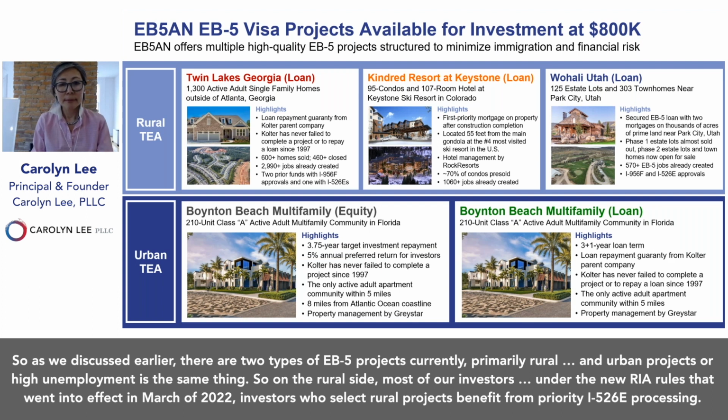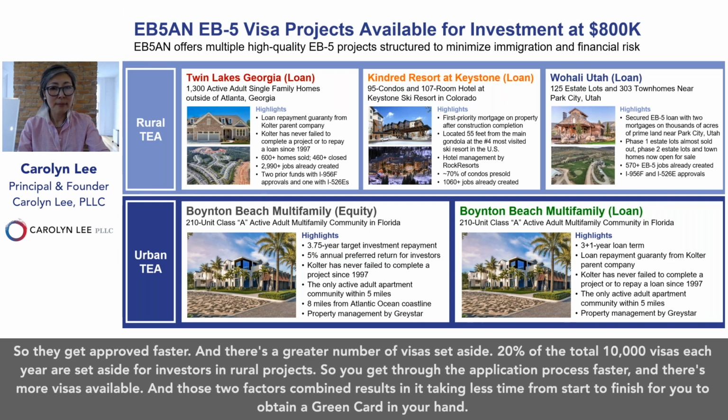So on the rural side, most of our investors under the new RIA rules that went into effect in March of 2022, investors who select rural projects benefit from priority I-526 processing, so they get approved faster. And there's a greater number of visas set aside. 20% of the total 10,000 visas each year are set aside for investors in rural projects. So you get through the application process faster, and there's more visas available.